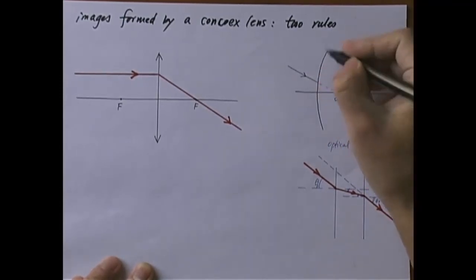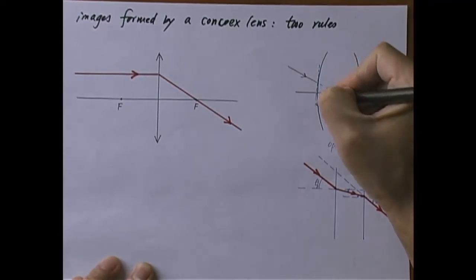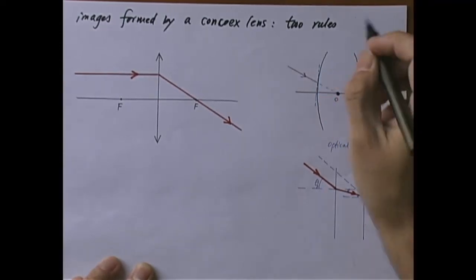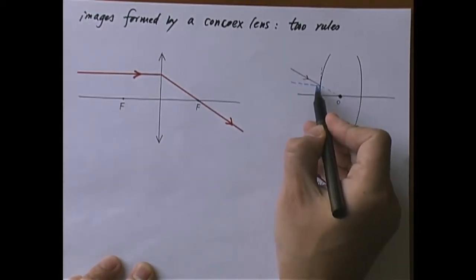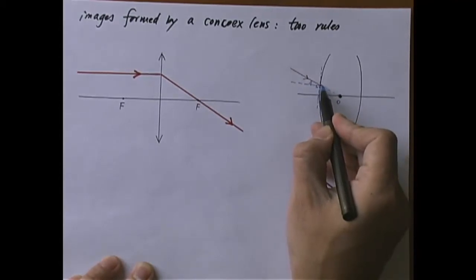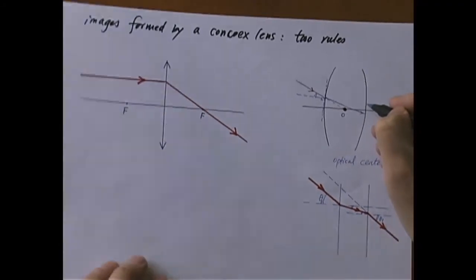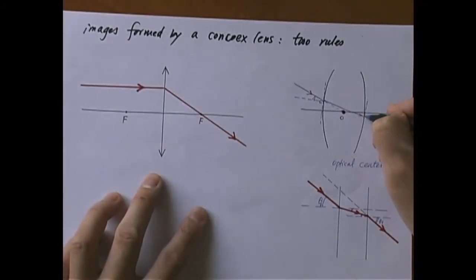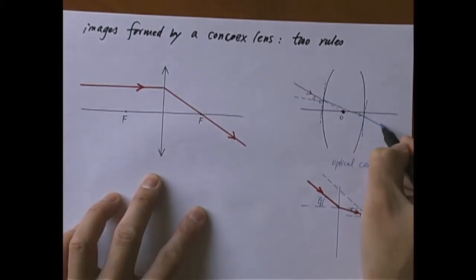Alright, let me draw the local tangent. And as a result, I can also draw the local normal line. So this is the incident angle. And then you have an outgoing angle, like this. And then it's going to get refracted here again, and it's going to come out eventually.